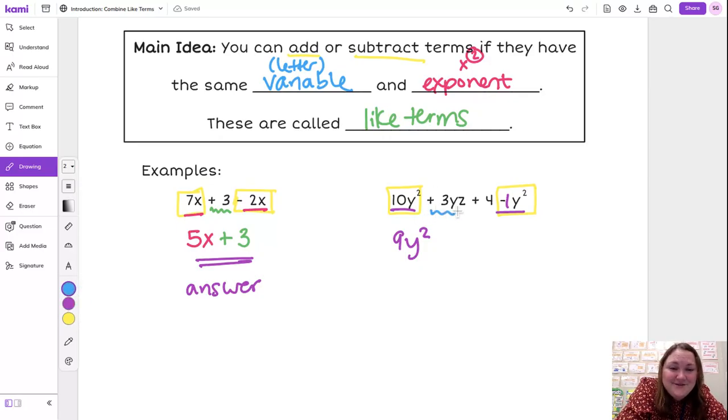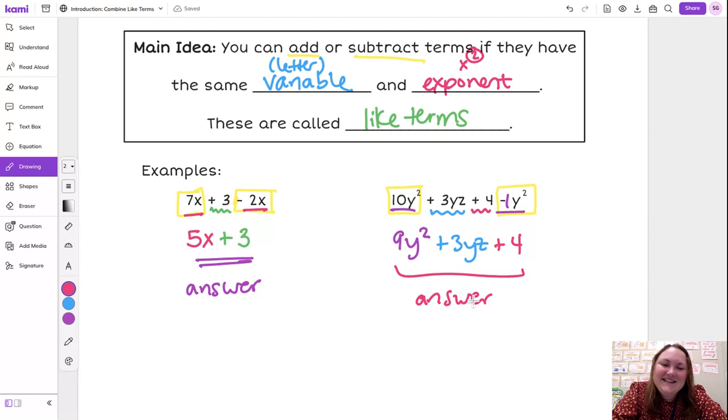So all I need to do is copy down the plus 3yz and copy down the plus 4. If I look at these, nothing else is a like term, nothing else is the same, so this right here is my answer. In today's lesson, we're going to do more problems like these where we look for like terms and combine like terms.